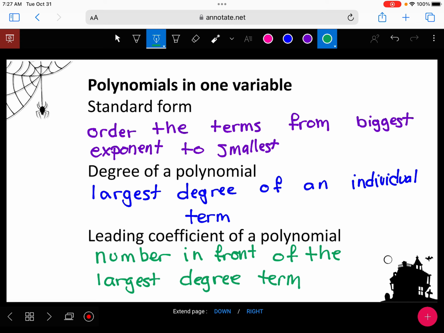One thing I am going to point out that we didn't really talk about is we're going to be dealing with polynomials in one variable. So just x's, or just a, or just y. One variable. If we have more than one variable, it is not a polynomial.